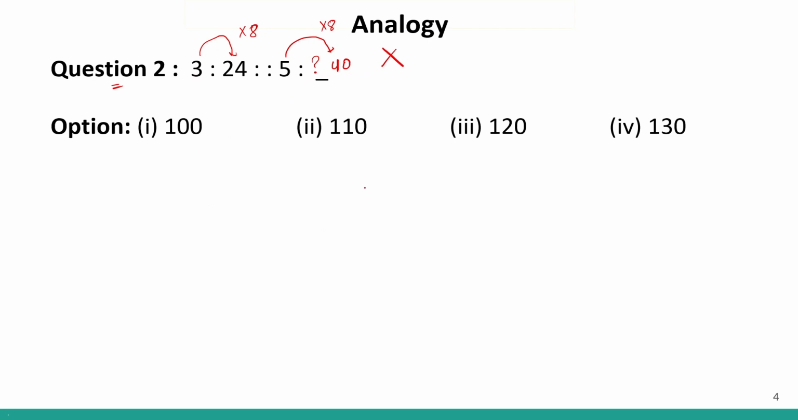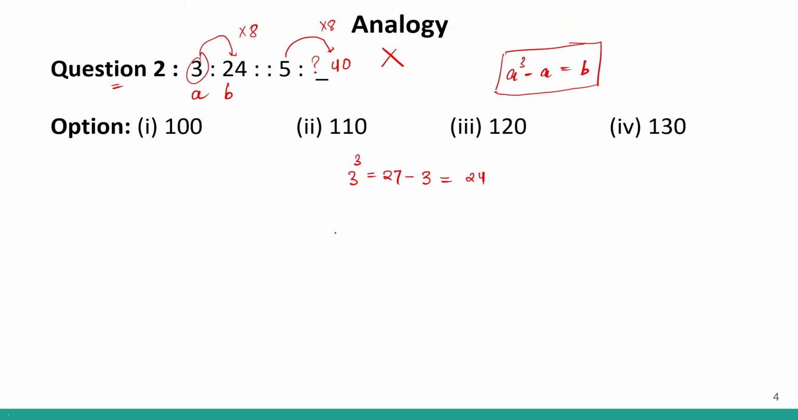Now, if I have to find the relationship between 3 and 24, what is 3 cube? 3 cube is 27, and if I subtract 3 from it, I will get 24. So basically, let's say this is A and this is B. The logic is that A cube minus A is giving me B. This is the logic.